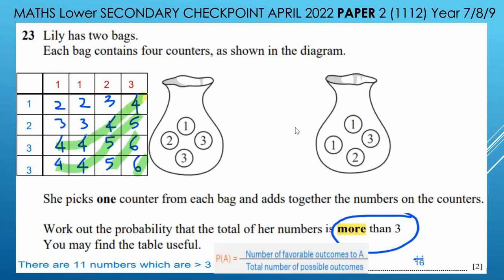Next, we have the formula. Probability is the number of favorable outcomes over the total number of possible outcomes. So we have 11 favorable outcomes. The total possible outcomes is 4 by 4, altogether 16. 11 over 16, that is our answer. Next.